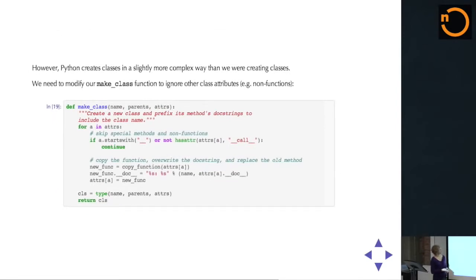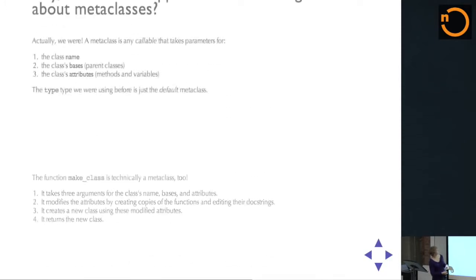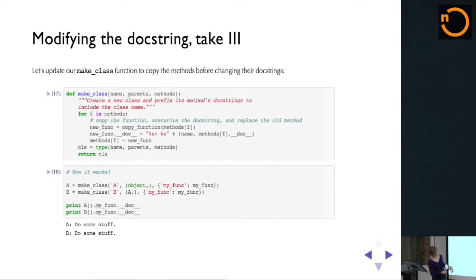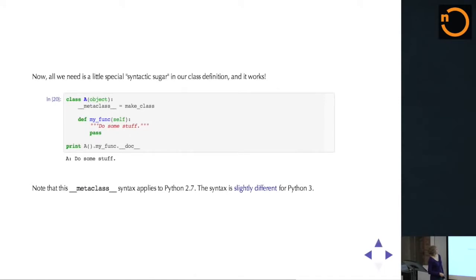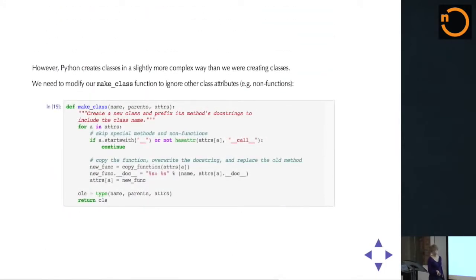So now Python has some special syntax that we can use, so we don't have to make classes like this. We can still use our nice class name, parentheses, colon syntax that we're used to. We don't have to do it like that. That's a special syntax to do that. But Python creates classes a slightly more complex way than the way that we've been doing it.